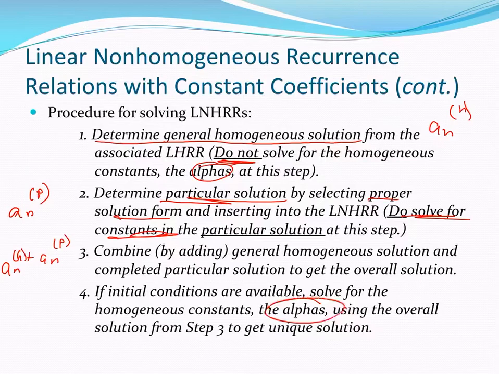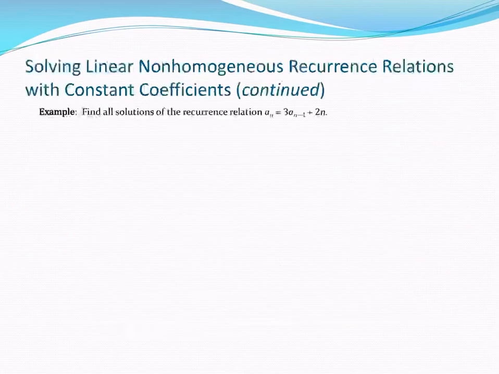All right, let's take a look at an example. I want to find all solutions to this recurrence relation, AN equals 3AN minus 1 plus 2N. And then we want to find the unique solution for A1 equals 3. So this all means: what are the solutions without consideration of an initial condition, and then with A1 equal 3, we'll zoom in on that initial condition.